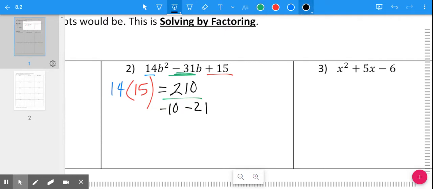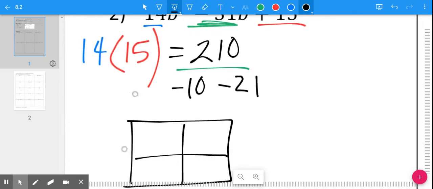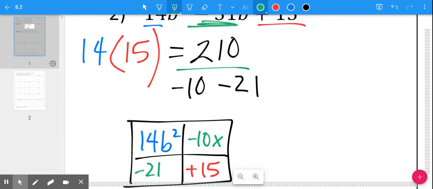So now we put it in our area model, the box thing. So we have your A value, 14b squared. We have our C value of a positive 15. And then we have our factors, negative 10, don't forget your x, negative 21, don't forget the x.